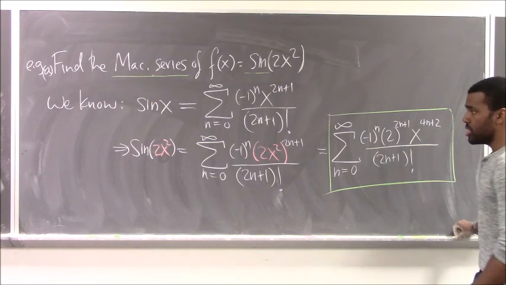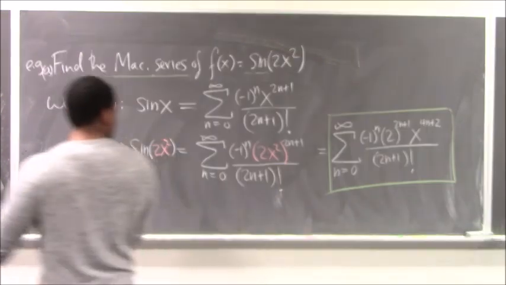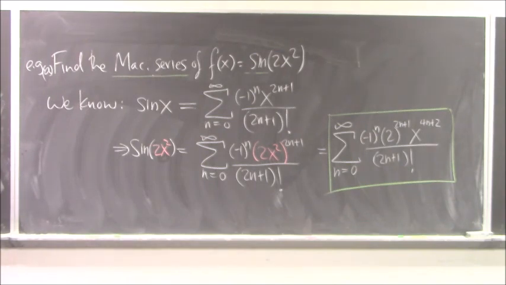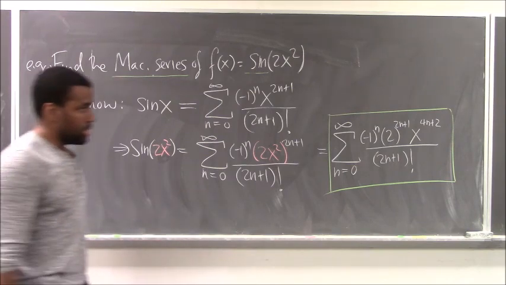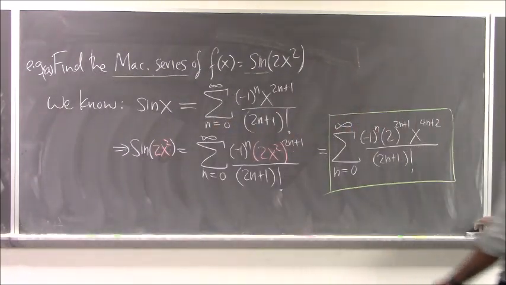Now, we're going to use that, so let me copy this down on this side of the board so I don't mess it up. So it's minus 1 to the n, 2 to the 2n plus 1, x to the 4n plus 2 over 2n plus 1 factorial. So that's the answer to part A.